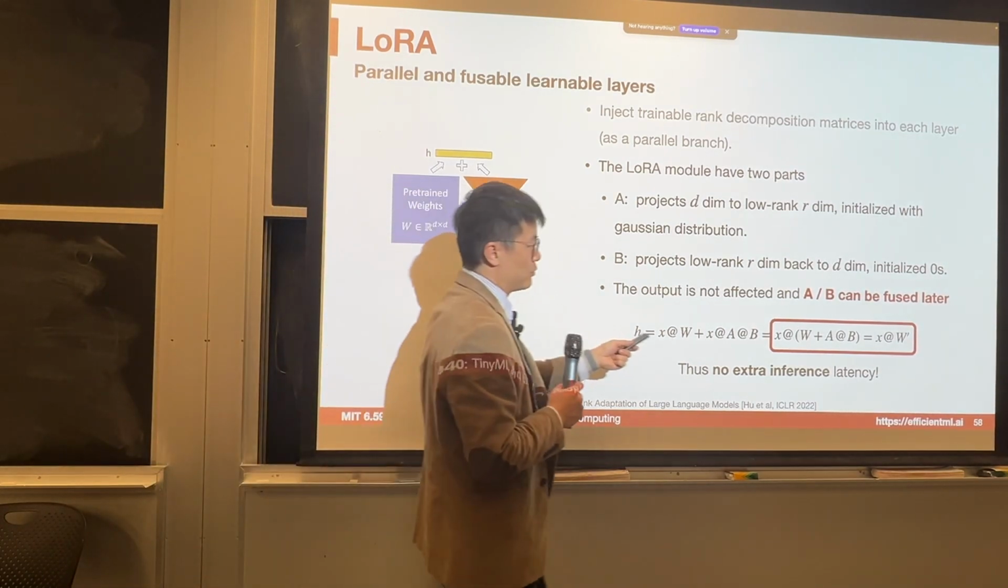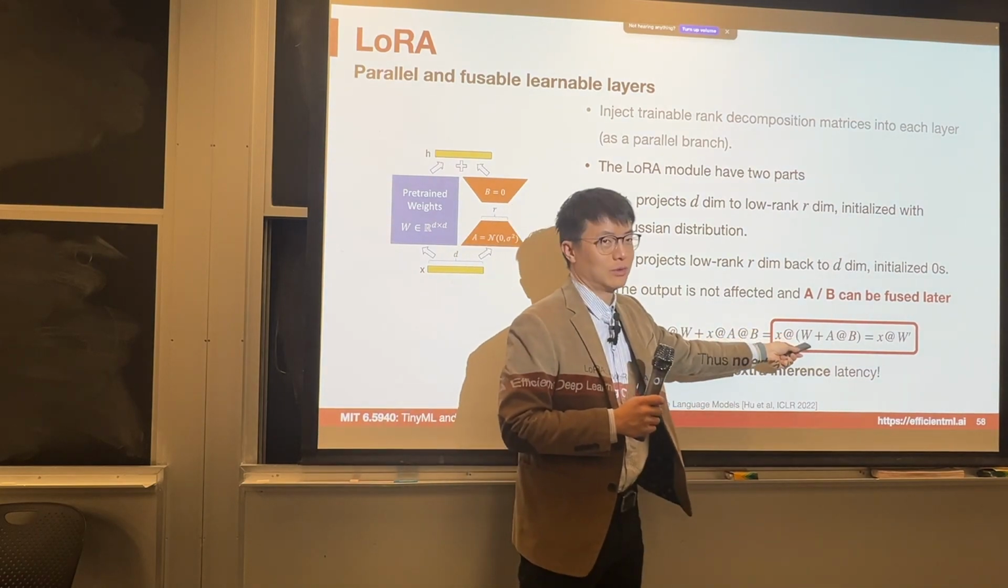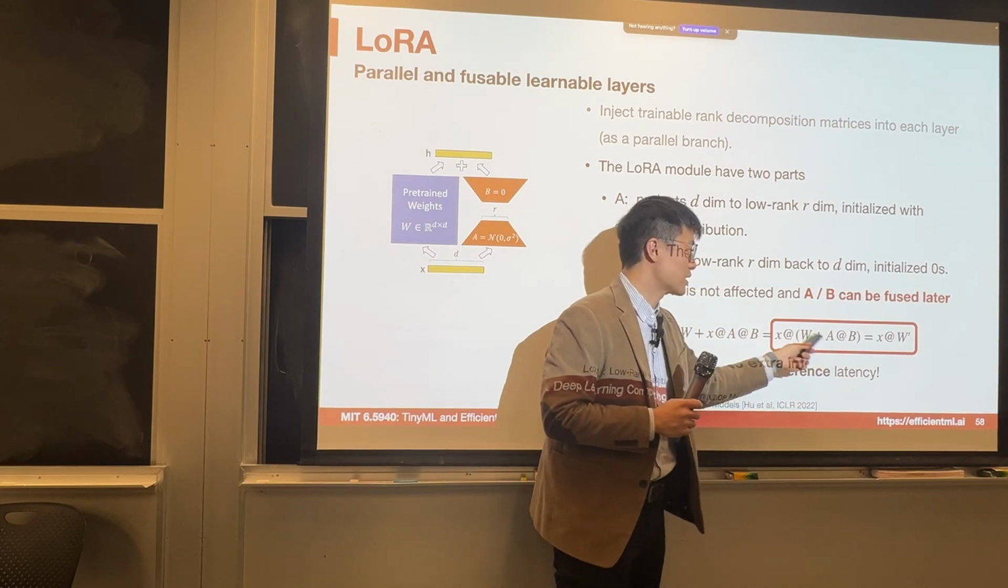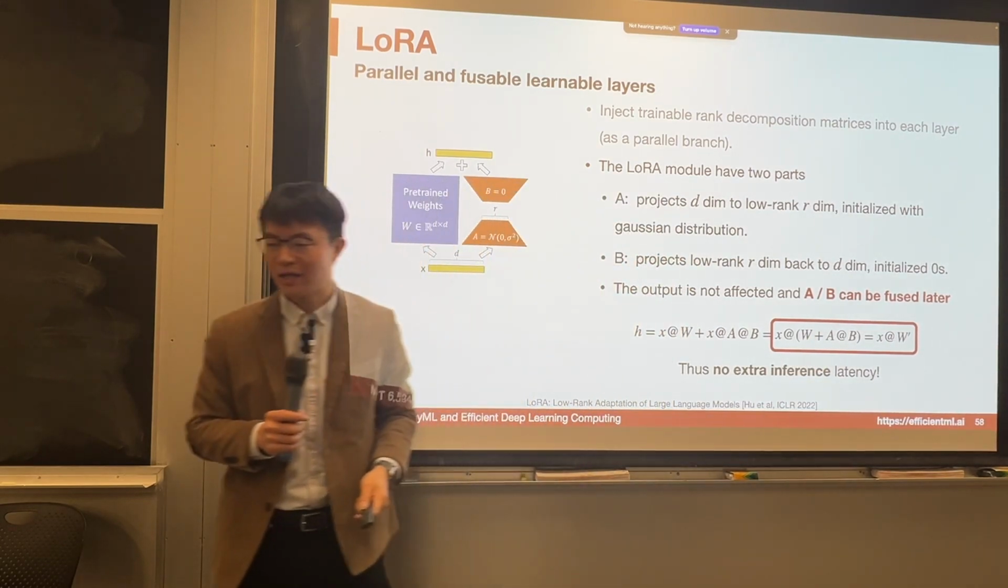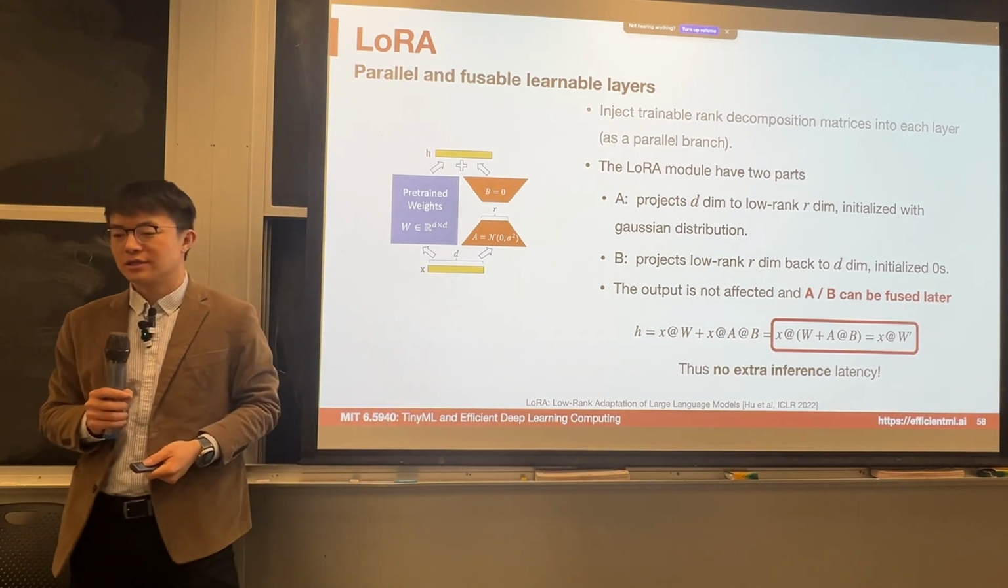Since we can fuse them, where A times B has the same dimension as W, at runtime, after fine-tuning, we can fuse them together, add them together by element-wise add, so that we have zero inference overhead.